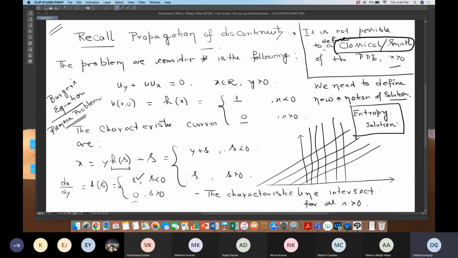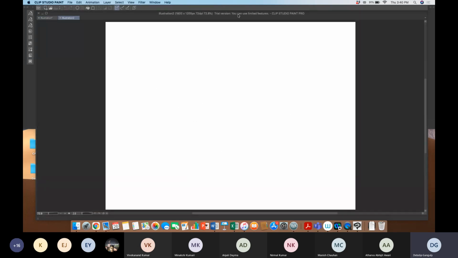Now, as far as what we have done, we studied how to solve linear equations. Then we did the semi-linear equations, and then we did quasi-linear equations. So what is left? Anyone?